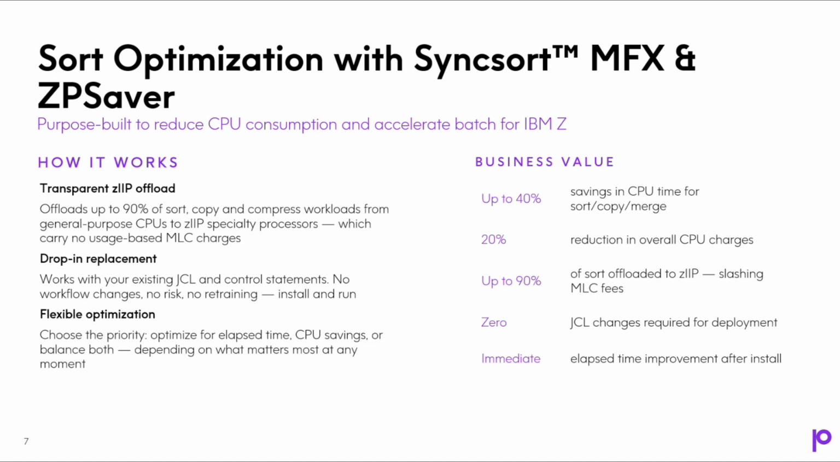And in terms of outcomes, pretty consistently, we see roughly 40% CPU reduction, around 20% lower CPU related costs, and immediate improvements in performance. And this is not theoretical. These are real outcomes from real companies.